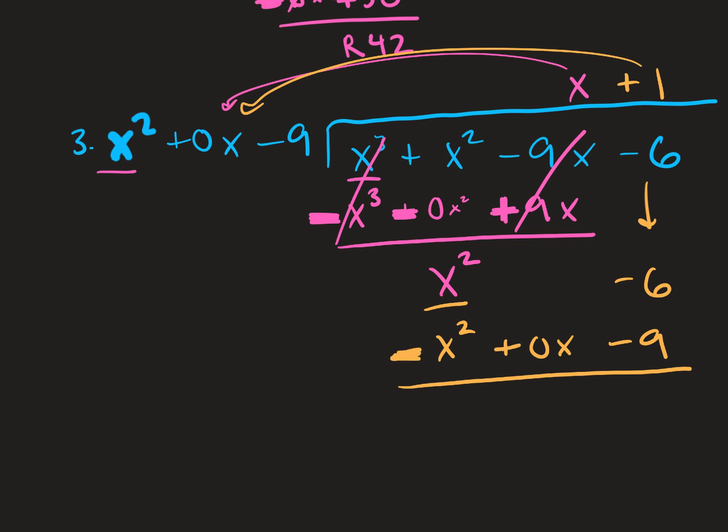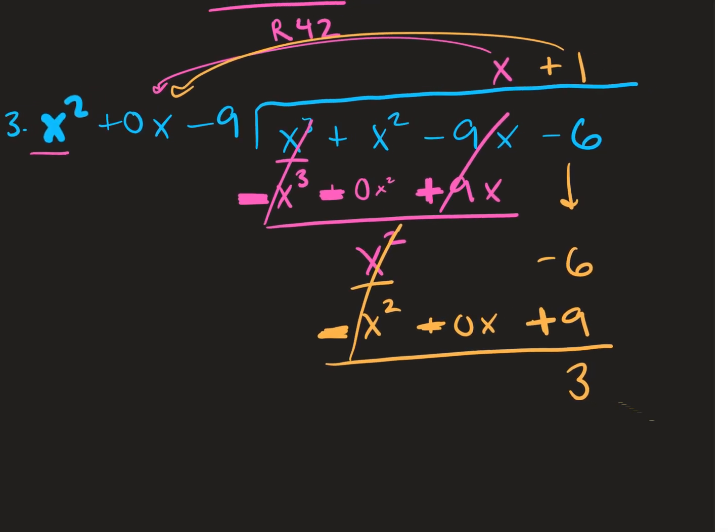What do I do next? Change the signs and combine. So the x squareds cancel. 0x is just 0. We don't need it. And negative 6 plus 9? Positive 3. What's next? That's the remainder. Perfect. X plus 1, remainder 3 is our answer.